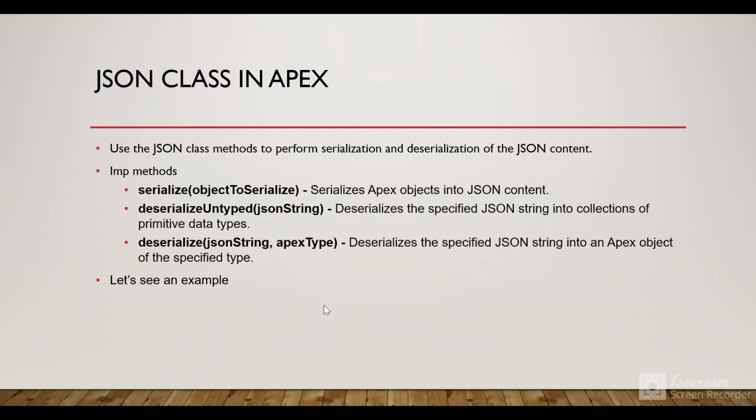Then we have this third method, that is deserialize. We will have to provide an Apex type here. Let's say the Apex type is a wrapper class, and this deserialize method will convert to the Apex type we provided. So instead of converting that into a primitive data type, this method will specifically convert it into the Apex type. The Apex type can be a wrapper class, etc. So let's see an example to better understand this.